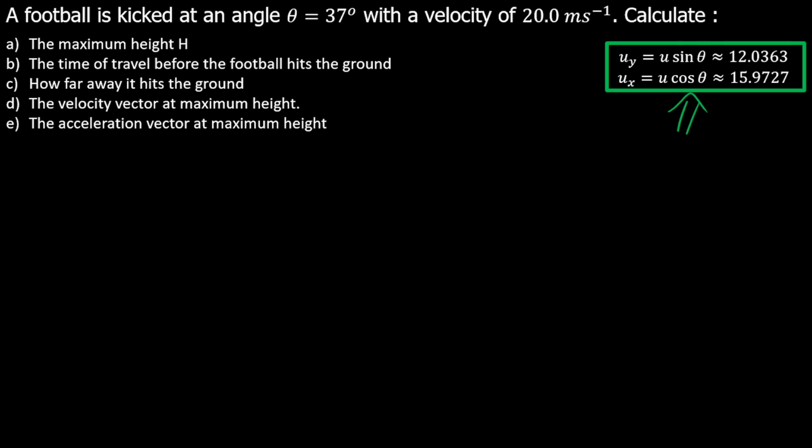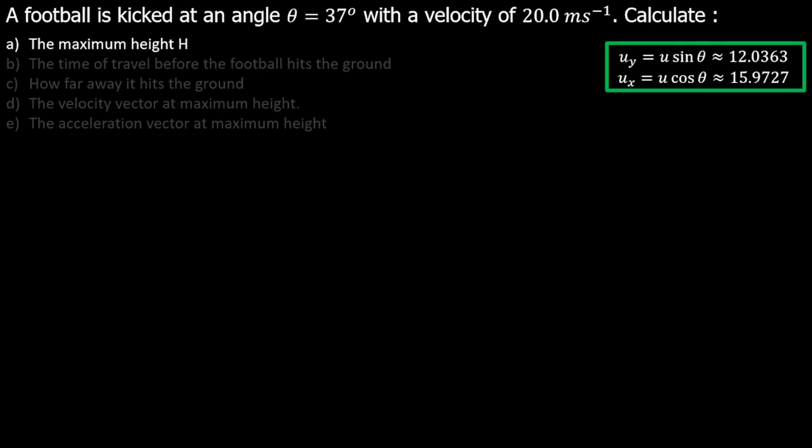Let's proceed to the first part of the question, which is to calculate the maximum height. The maximum height is referring to the largest value of y. Whenever there's a biggest value, a peak, we know that dsy over dt is going to be 0, and this is just the velocity in y.